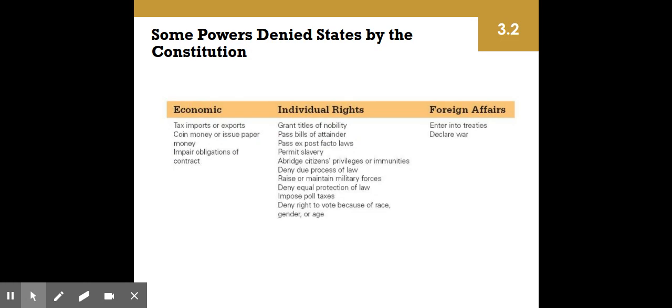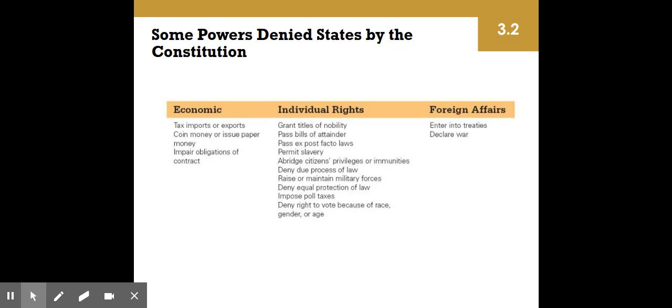Some powers are denied to the states by the Constitution. Of course, we can't tax each other's imports or exports. And we certainly can't do that even with other countries. It has to be a national policy. We cannot coin money or issue paper money. That's up to the national government. And impairing obligations of contract, we're also not allowed to void contracts as state governments either.